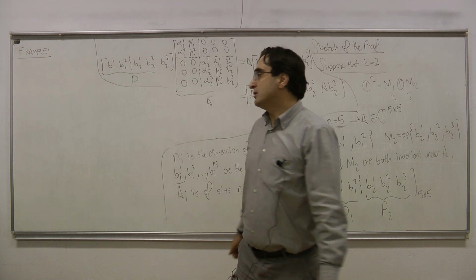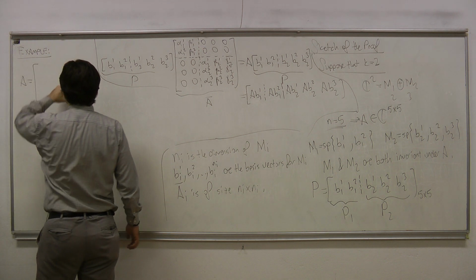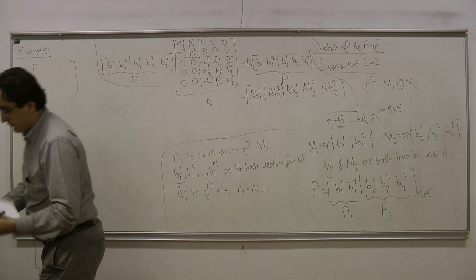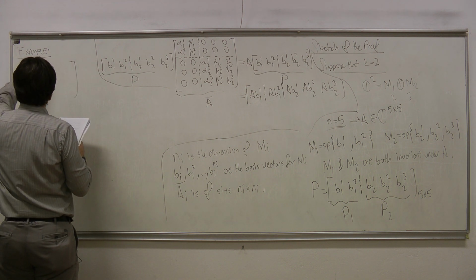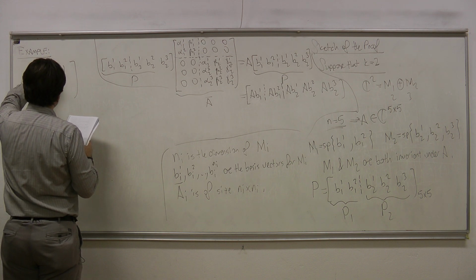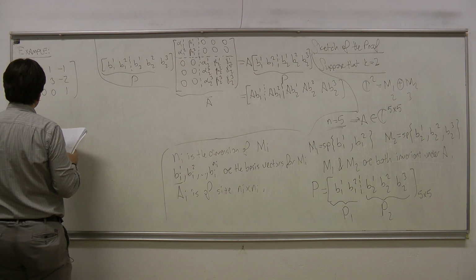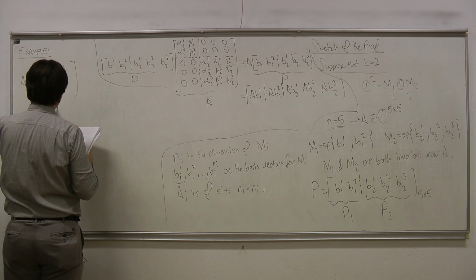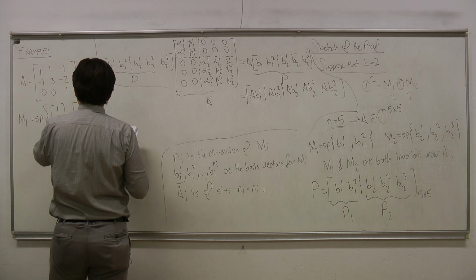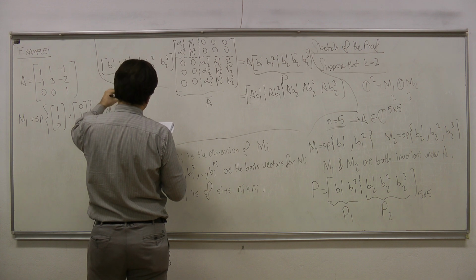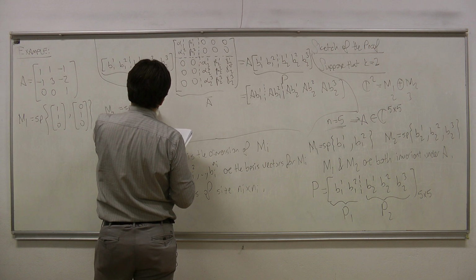So in the example, I will have a 3 by 3 matrix. A is given by a 3 by 3 matrix, and the matrix is this: 1, minus 1, 0, 1, 3, 0, minus 1, minus 2, 1. And I will define M1 subspaces, span of (1, 1, 0) and (0, 1, 0). And M2 is span of (0, 1, 1). Okay?